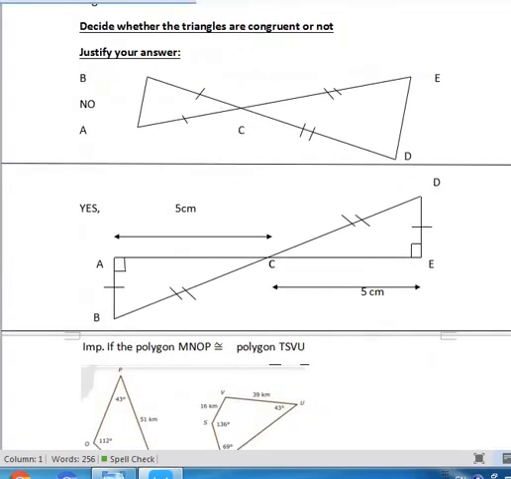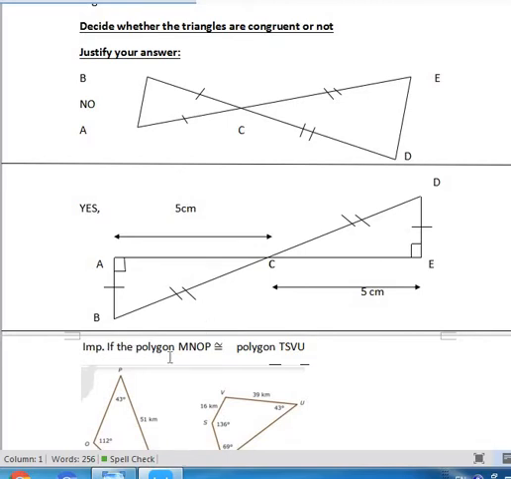So I have here two figures. Are these two triangles congruent or not? They are not congruent, because this triangle is not equal to this triangle. I have here two congruent triangles. This triangle is congruent to this triangle. All sides are equal to the corresponding sides. All angles are equal to the corresponding angles.